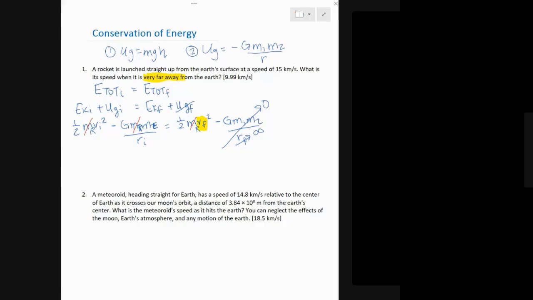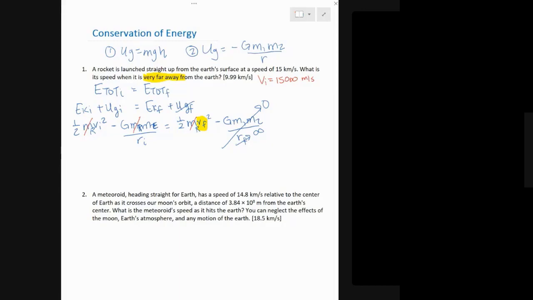Okay, so we know the initial velocity of the rocket. What are we going to enter for initial velocity of the rocket? 15 kilometers per second, but we will change it to meters. Right, good. So 15,000. And then the mass of the Earth, we're going to have to get that from a different page. It's on the formula sheet.